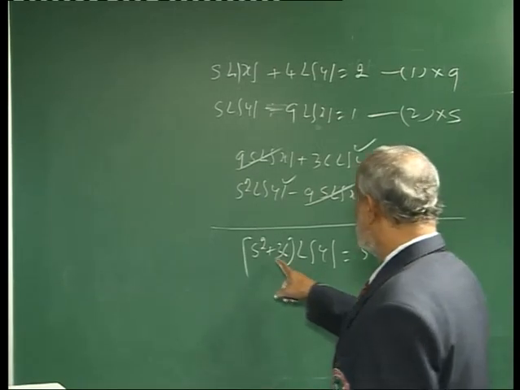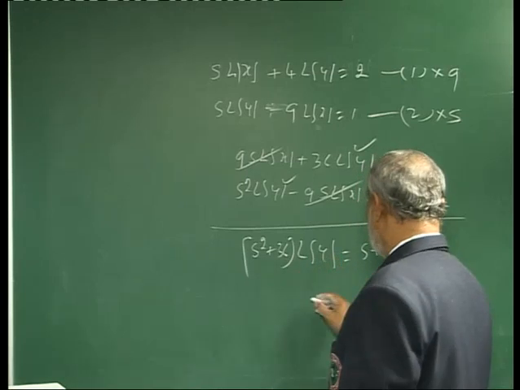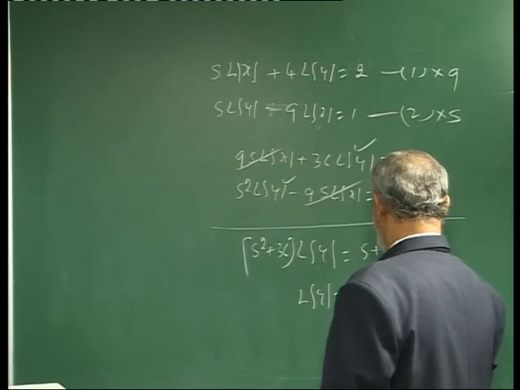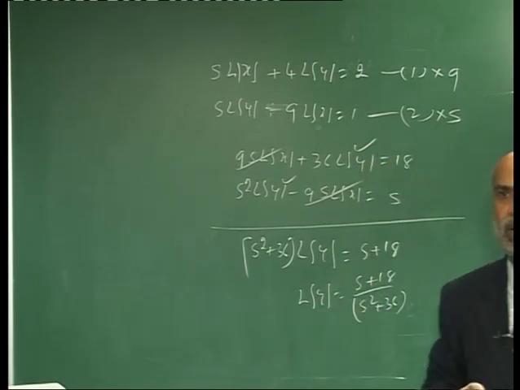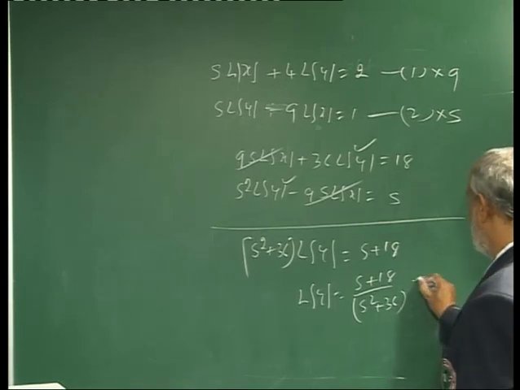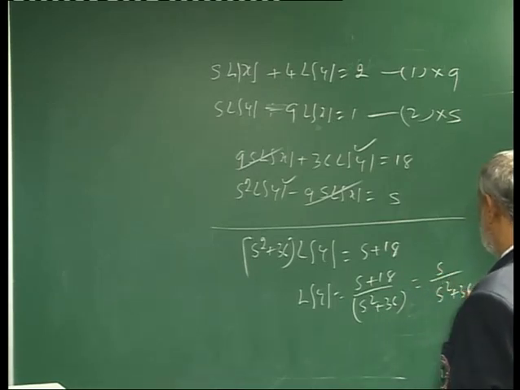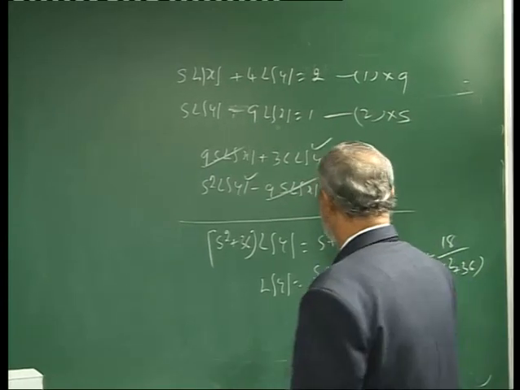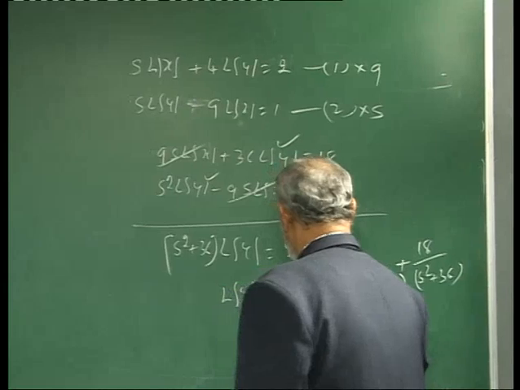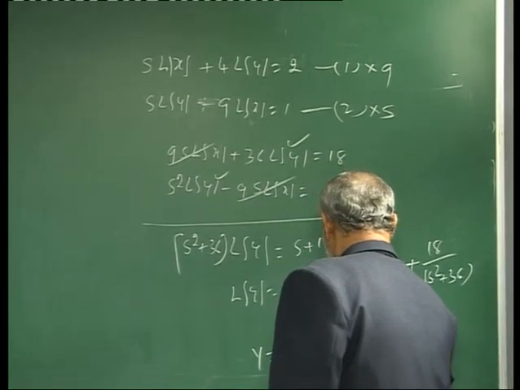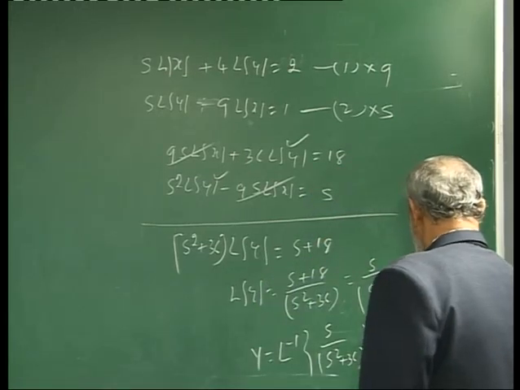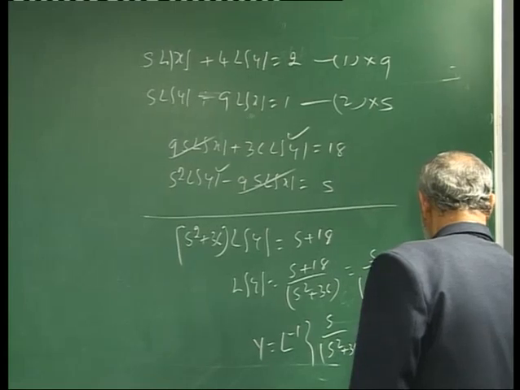After getting (s squared plus 36) L of y, you can transfer, then L of y is equal to (s plus 18) divided by (s squared plus 36). Now you can split it into two parts: s divided by s squared plus 36, plus 18 divided by s squared plus 36. Then y is equal to L inverse of s divided by s squared plus 36, plus L inverse of 18 divided by s squared plus 36.